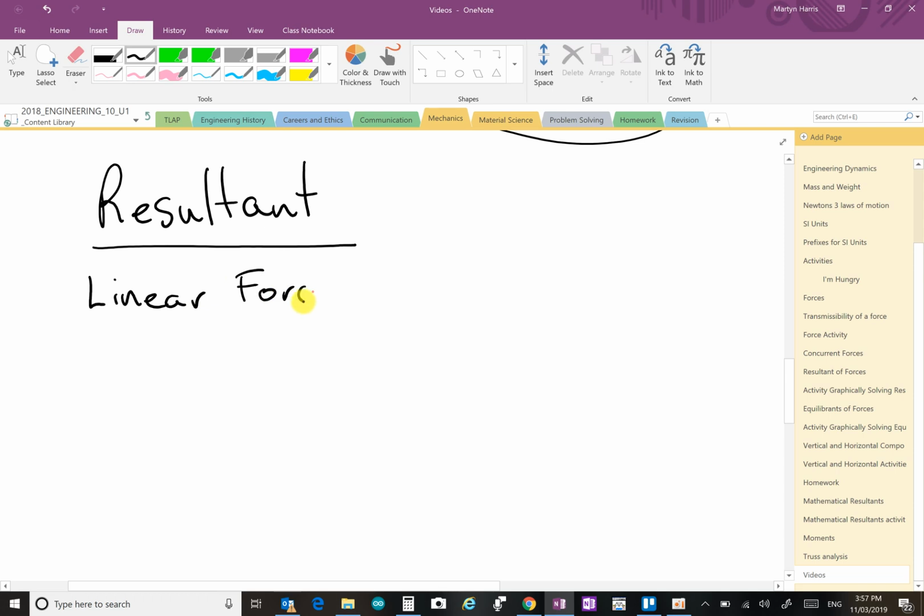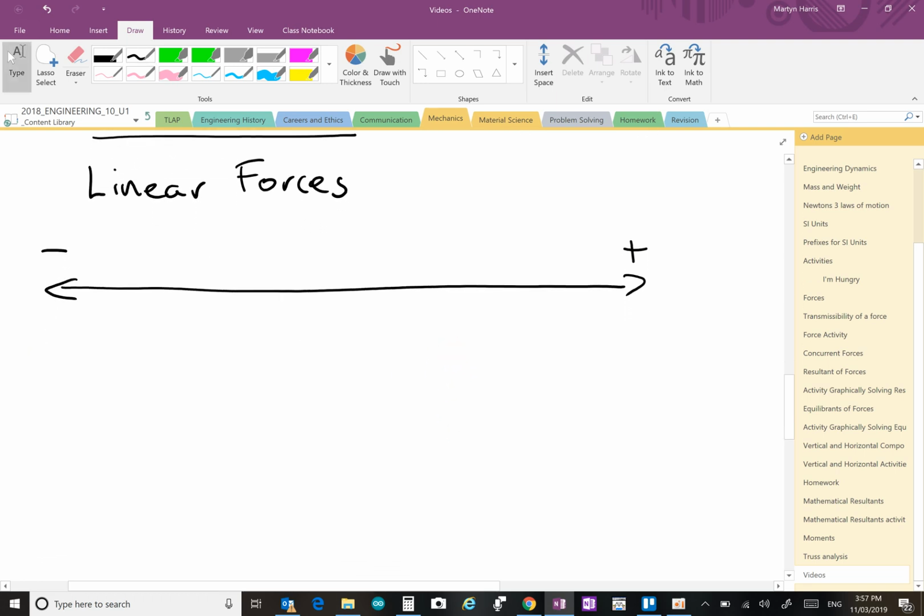forces. Linear forces are forces acting on a straight line, so they can be acting in either direction of that straight line. They can be acting in this direction, which we'll say is a positive direction, or they can be acting in a negative direction. So let's have a look at that and see how this might make sense.